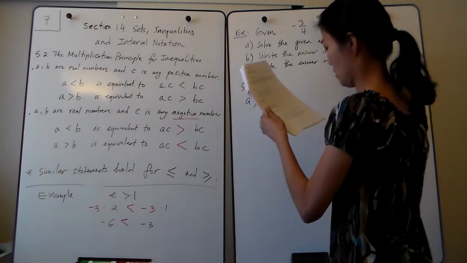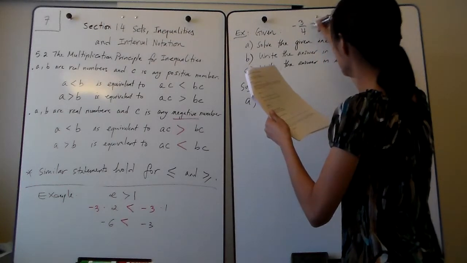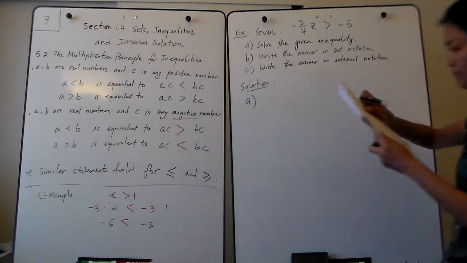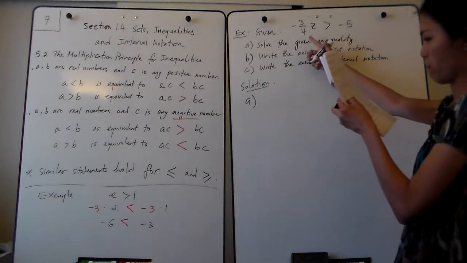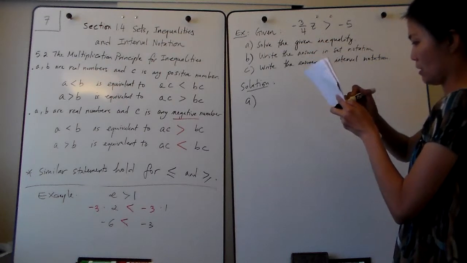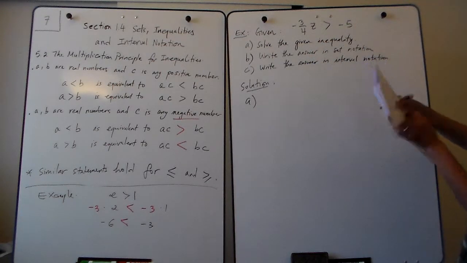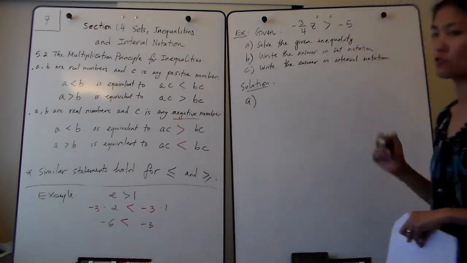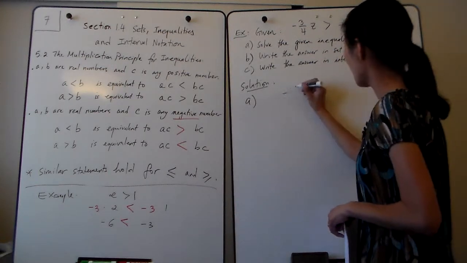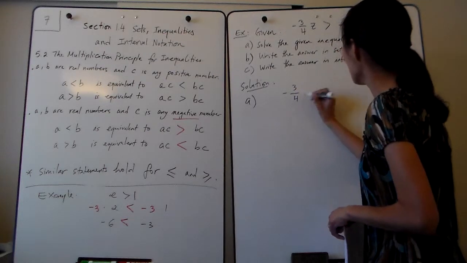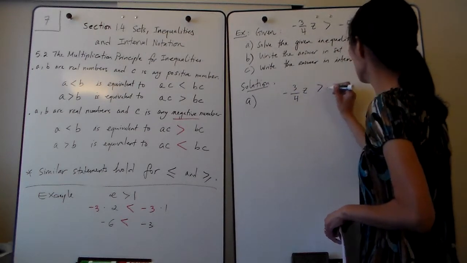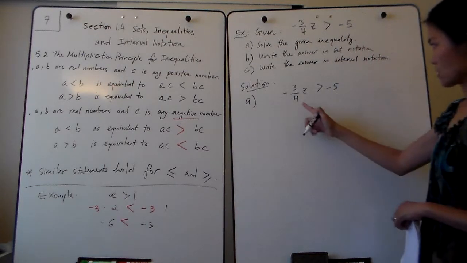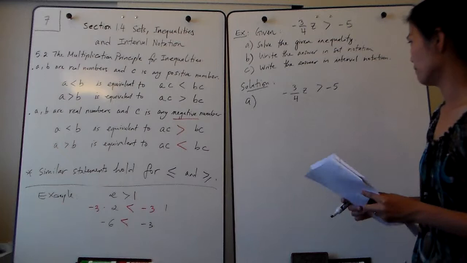Negative 3/4 z greater than negative 5. Solve the given inequality. So in this case, we solve for z. Copy the original inequality. Okay, the coefficient is 3/4, right?